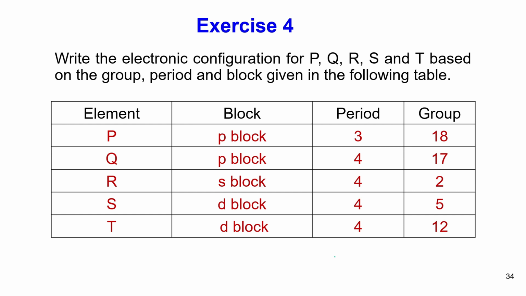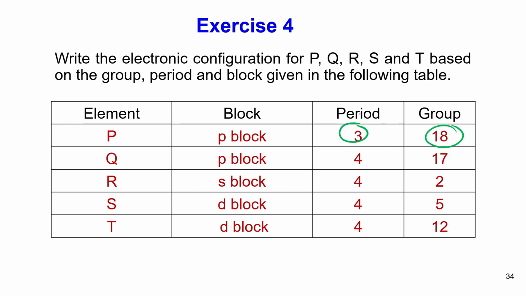Okay, from exercise 4, write the electronic configuration for the given elements. So we have elements P, Q, R, S, T, and we are given the period, group and block. Actually we can write the valence electronic configuration, but to write the full electronic configuration, we will start with 1s. First we determine the valence electronic configuration.